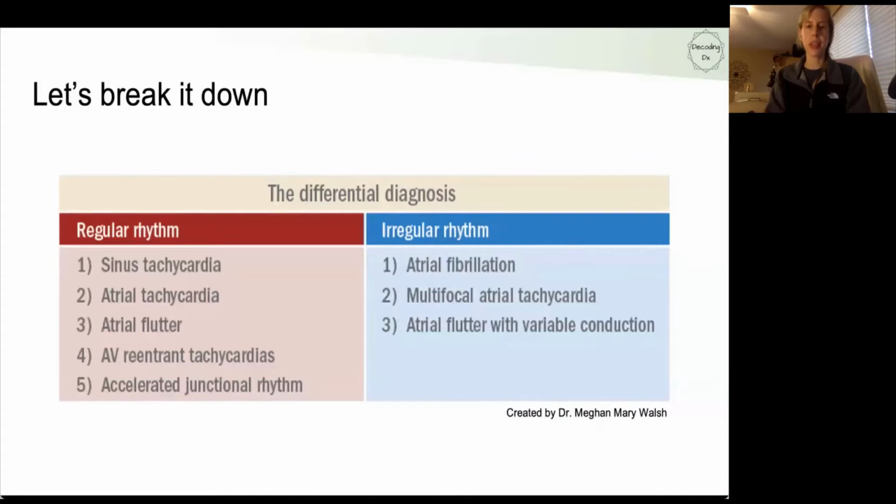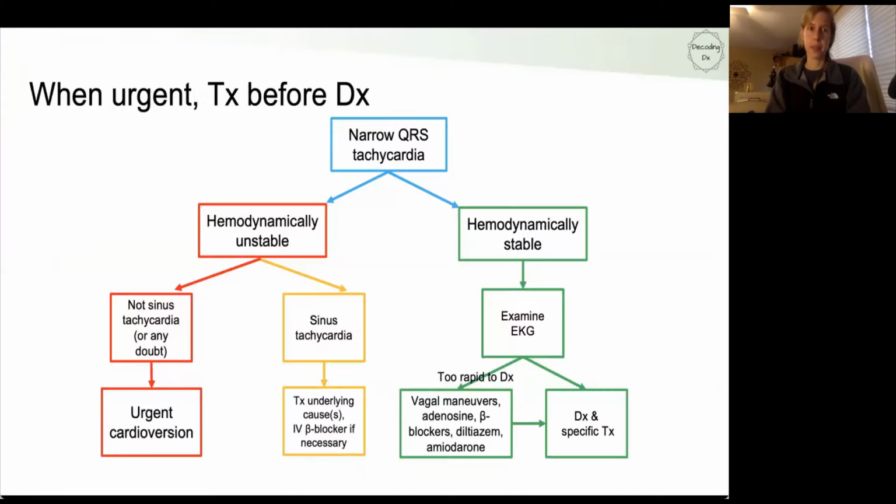So to break it down, for the differential diagnosis when you have a narrow complex tachycardia, the biggest two categories you need to think of are: is it regular or is it irregular? Each of those categories then has subcategories that you need to go down, but that's the big branch point that you need to figure out first. And today we're talking about those with irregular rhythm.